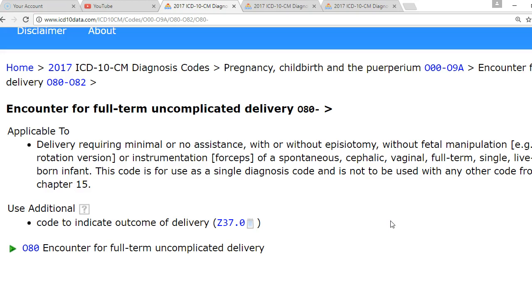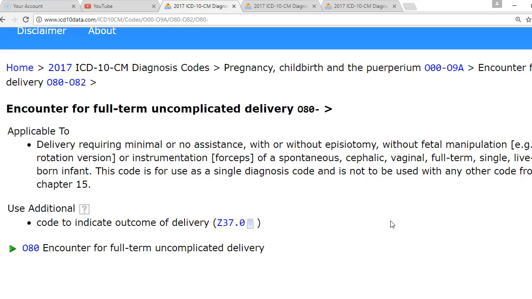So this means the physician is not having to move the baby in any way or use instrumentation. Now, when they say forceps, this also includes vacuum delivery. Vacuum delivery is not part of this. That is not considered an uncomplicated delivery. And this has to be a spontaneous, cephalic, vaginal, full-term, single live-born infant.